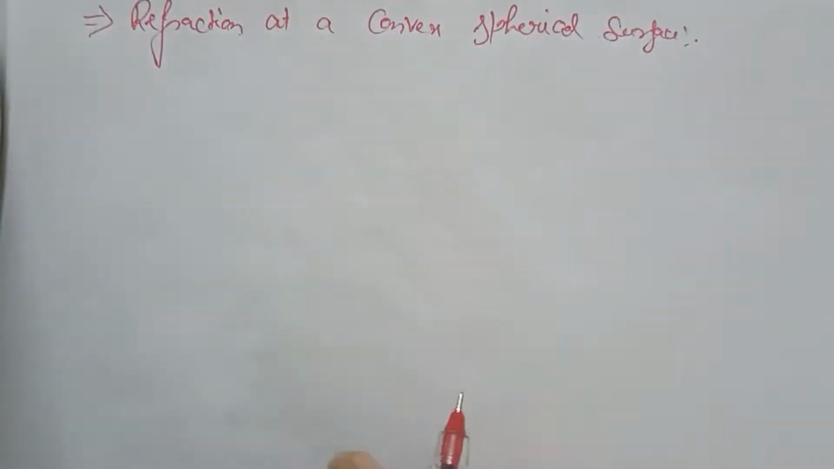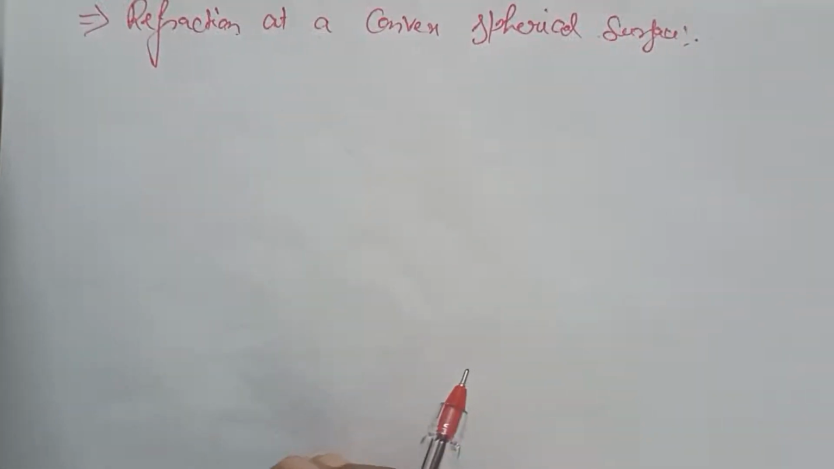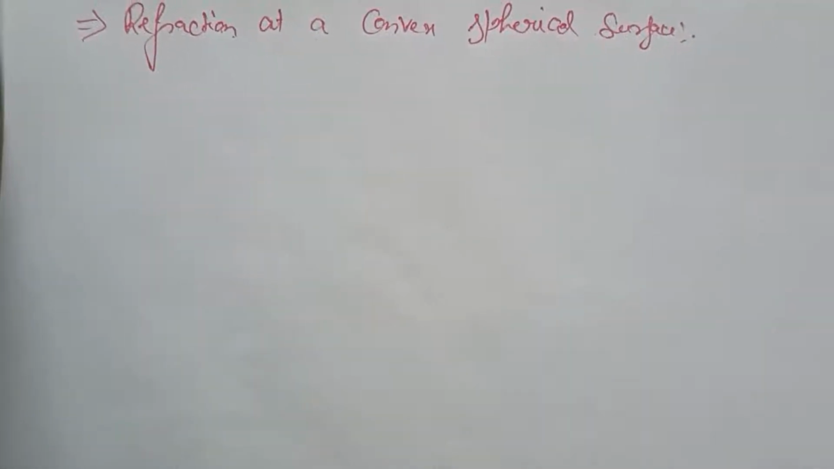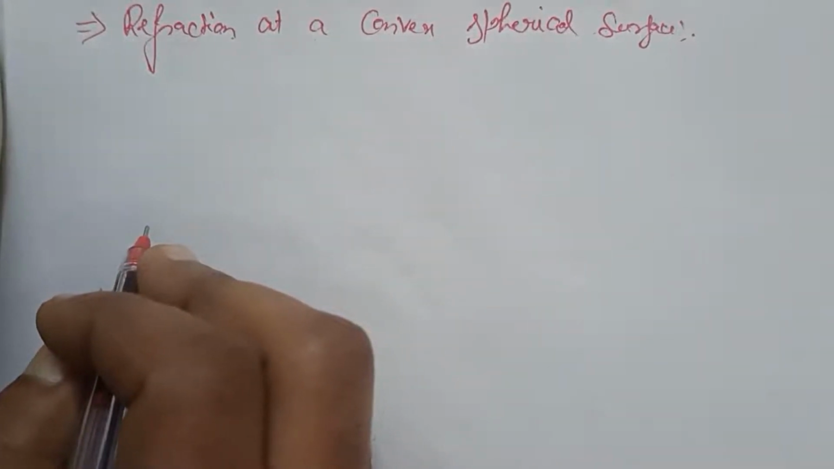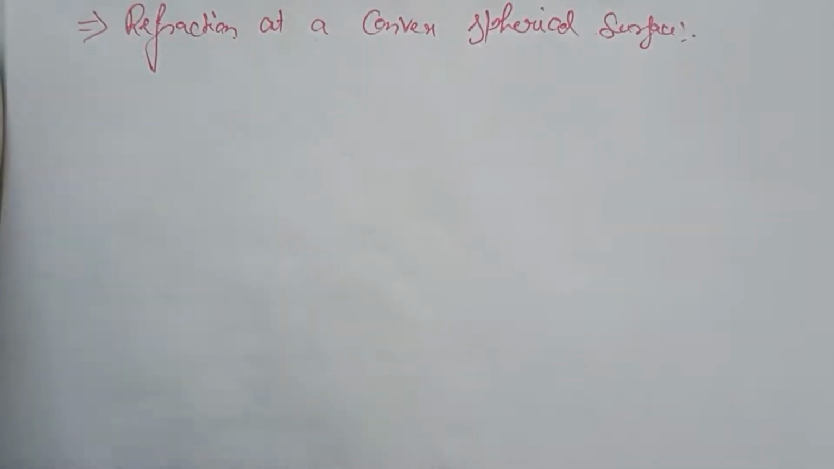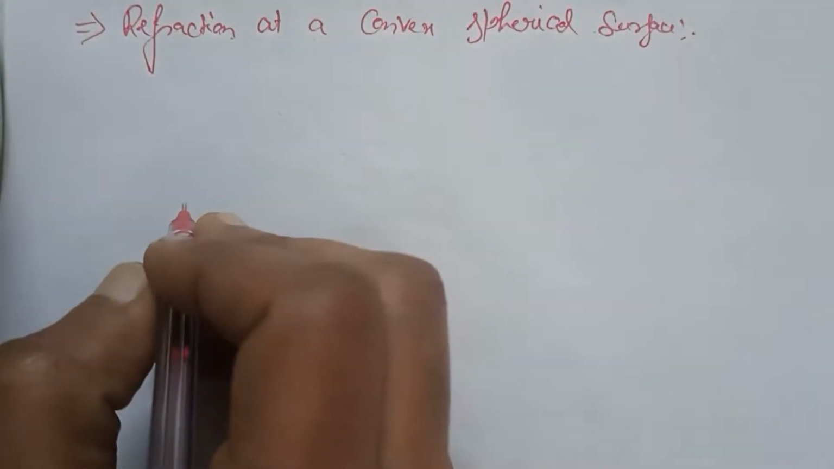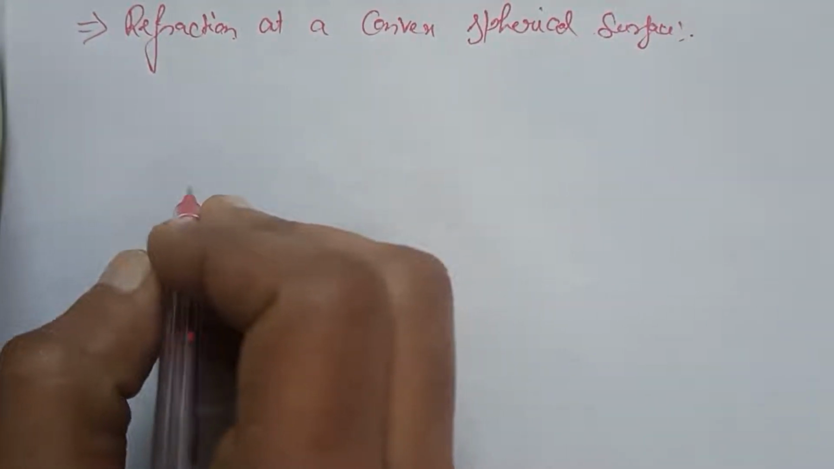In this topic, we calculate the mathematical relationship between the two media, denser and rarer, with refractive index, and the relation between object distance, image distance, and radius of curvature.